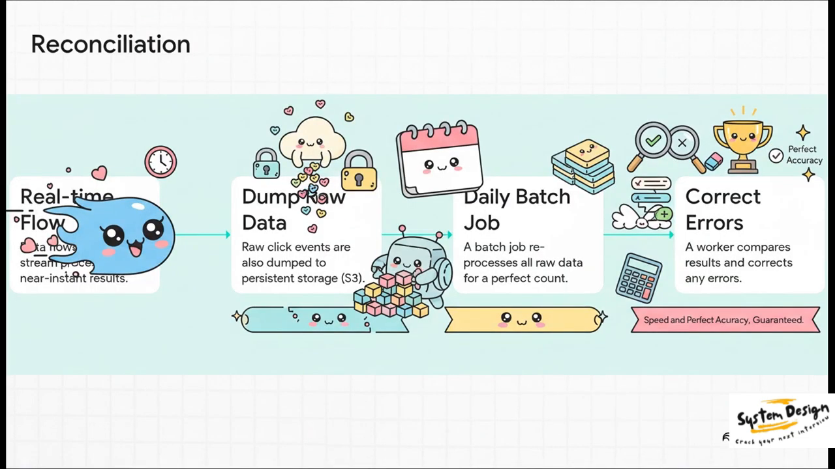So here's how it works. Our stream gives us those fast, nearly perfect numbers all day long. But in the background, we're also saving every single raw click to some cheap, durable storage. Then, once a day, a big batch job comes along and recounts everything from scratch to get the perfect ground truth. And it automatically corrects any tiny errors the real-time system might have made. Speed and perfect accuracy, guaranteed.